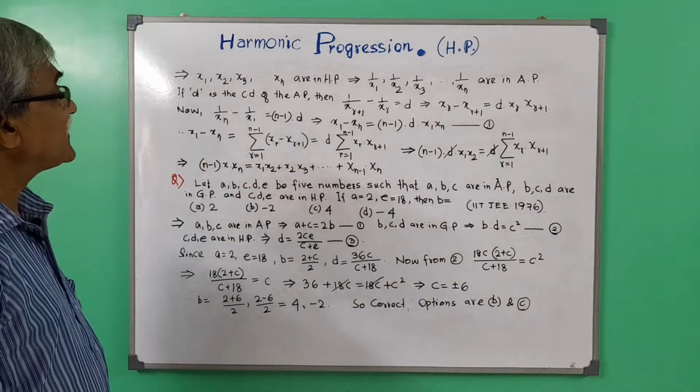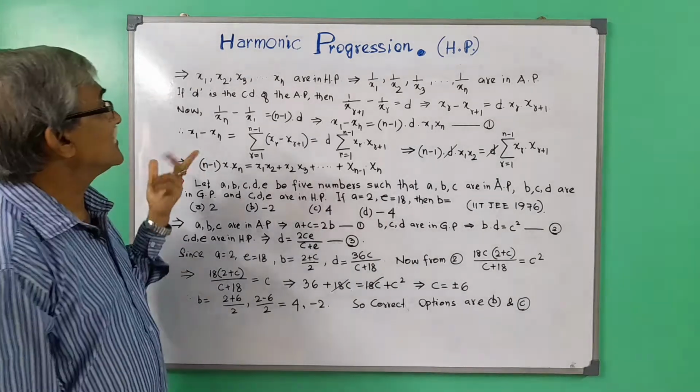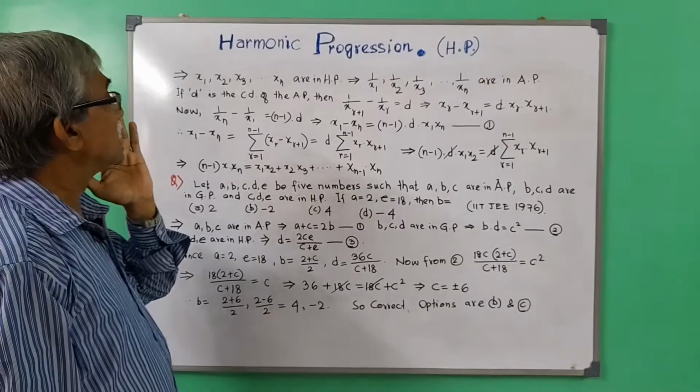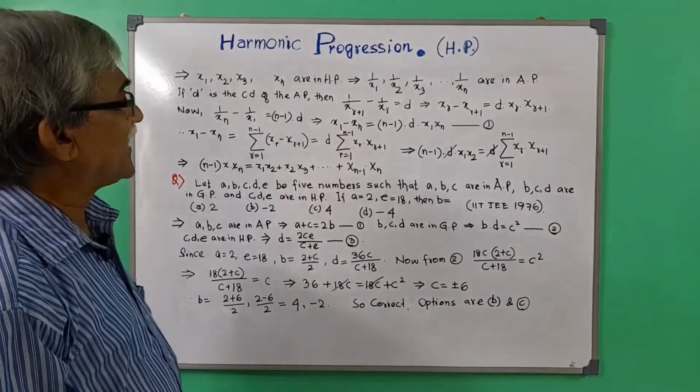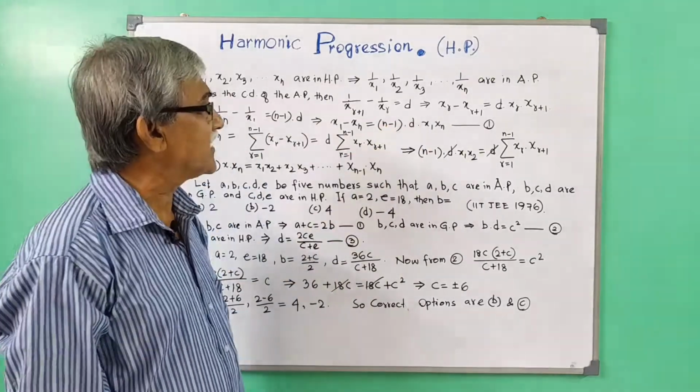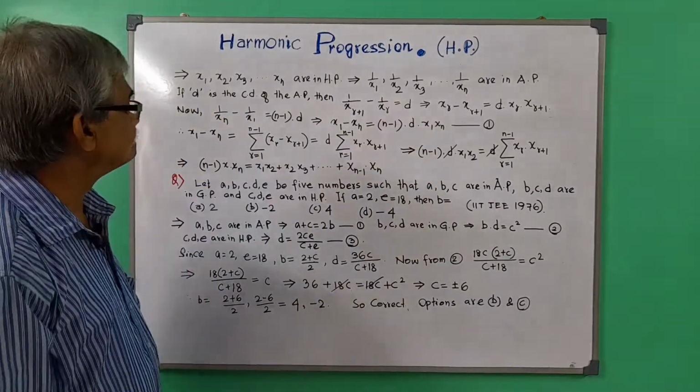Now 1 by xn minus 1 by x1, the last and the first term of the AP, equals (n minus 1) into d. So it implies x1 minus xn is equal to (n minus 1) whole into d, and this is multiplied by x1 into xn. Let this equation be 1.